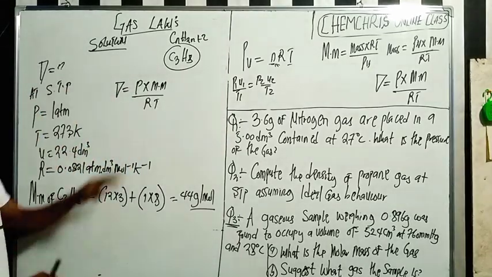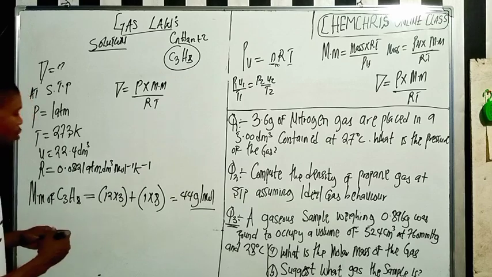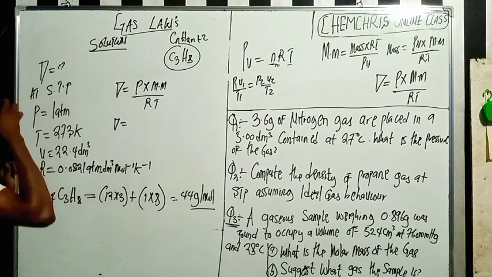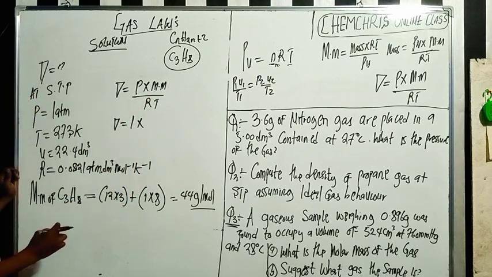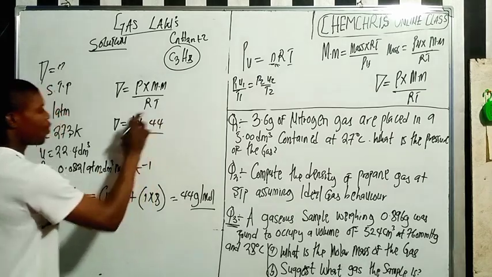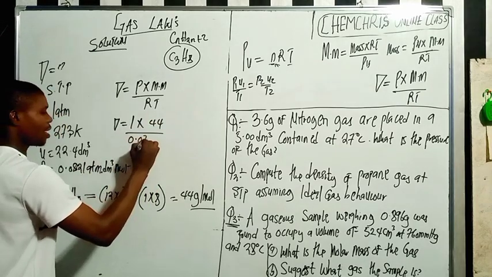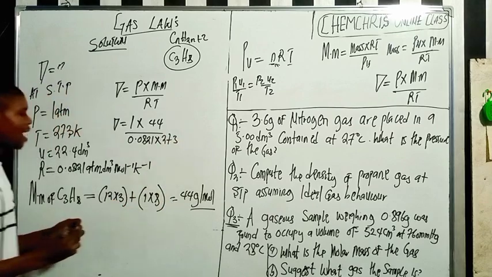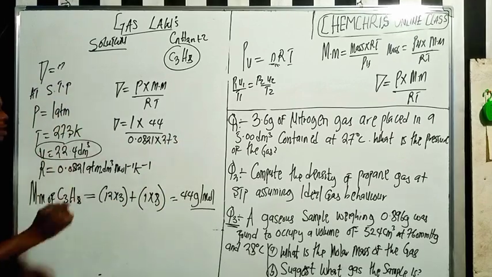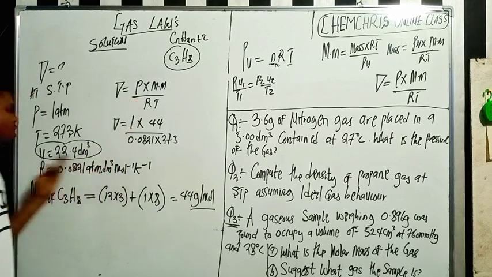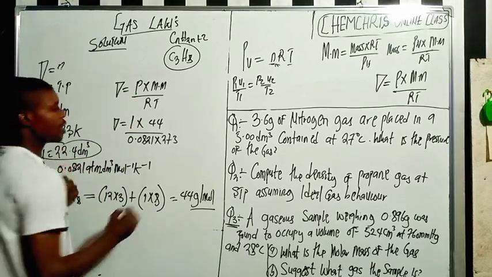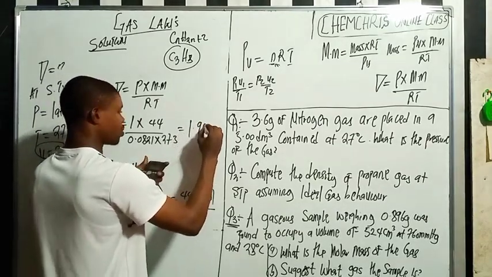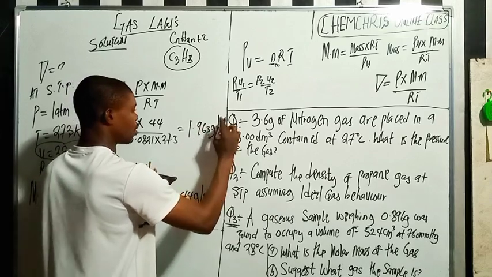So what I want to do here is input your values. Because we know our pressure, D equals P, which is 1, times molar mass, 44, over R, which is 0.0821, times T, which is 273. The formula does not include volume, so it's not needed. Now bring out your calculator. The answer is 1.963 gram per liter, or dm cube.